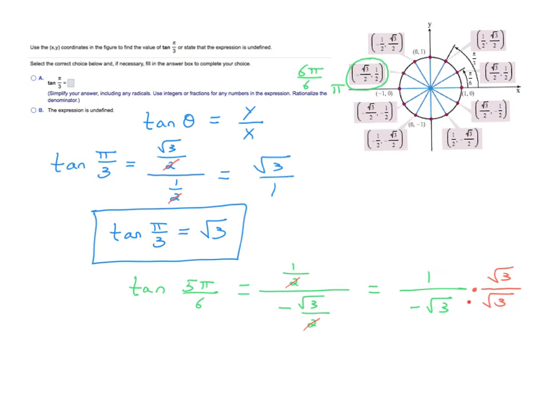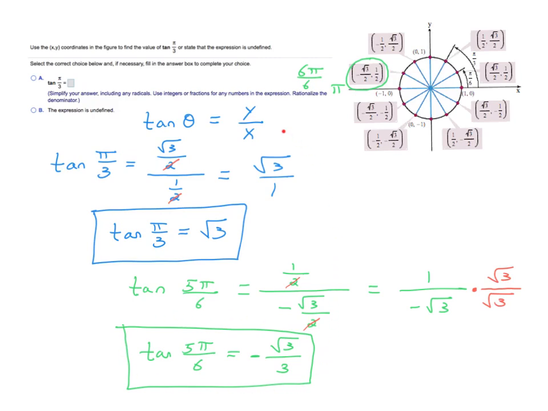So if I multiply across, I get that tangent of 5 pi over 6 is equal to, in the top we get the square root of 3, in the bottom we get negative 3, and I can write that negative in front of the entire fraction. So tangent of 5 pi over 6 is equal to negative root 3 over 3. This was not asked within this particular problem, but it did appear in the view and example.